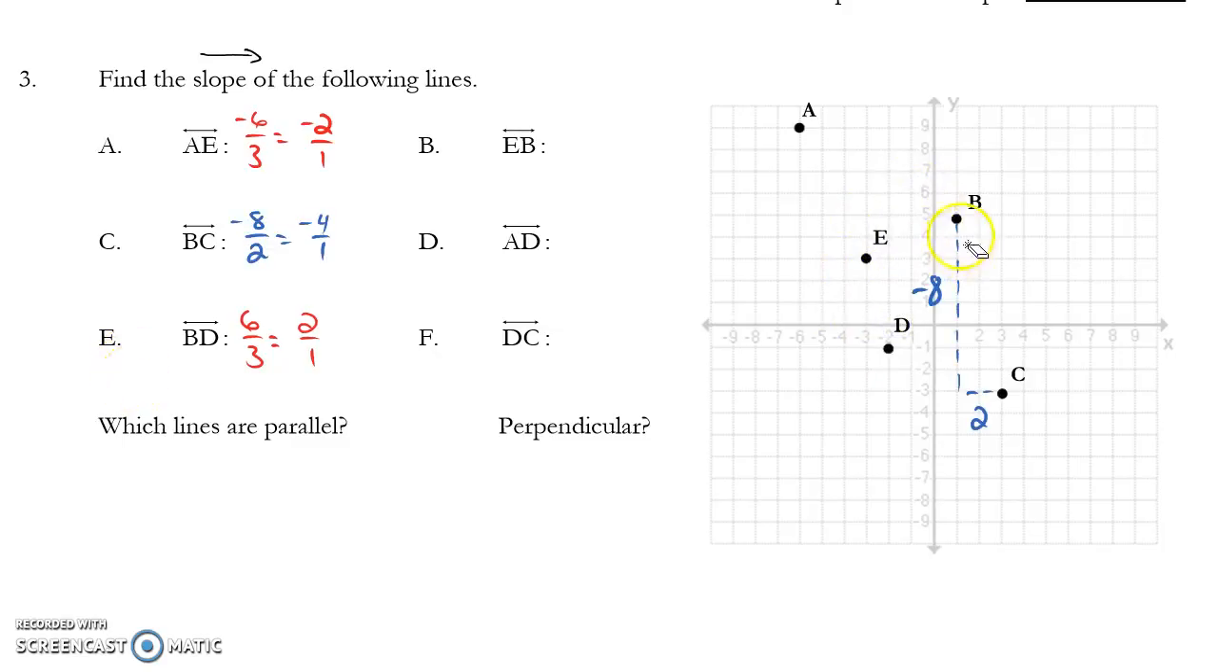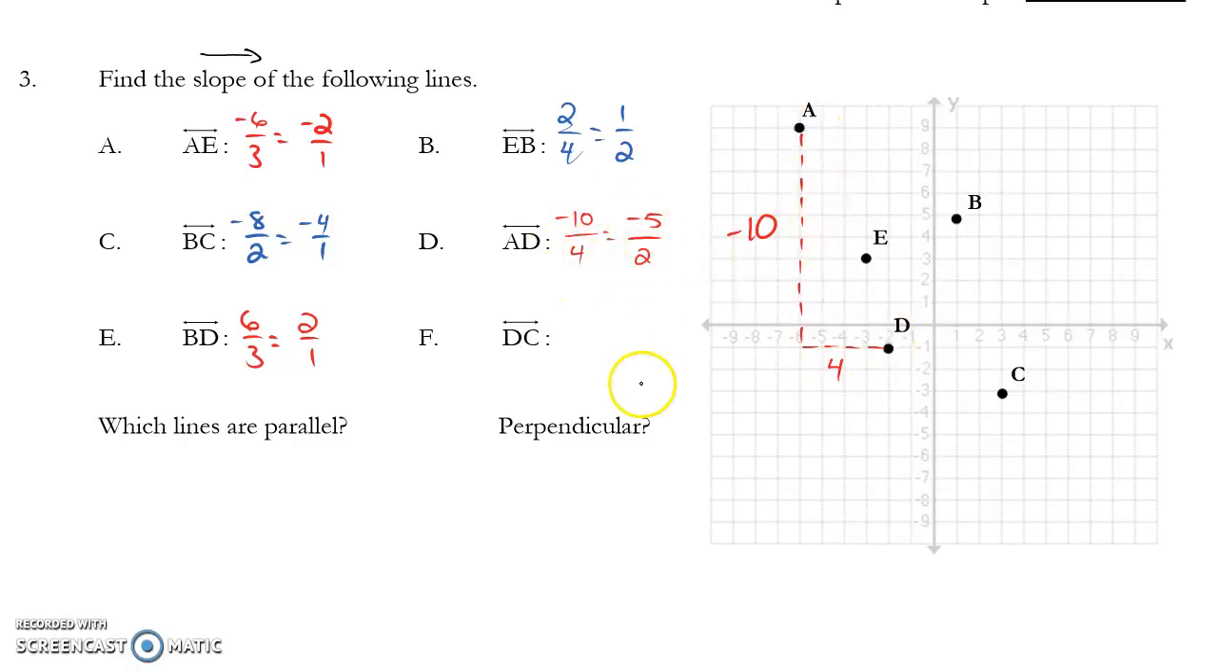So for line BC, it went down 8, right 2, negative 8 over 2, which is negative 4 over 1. Line EB is up 2, right 4. 2 over 4 simplifies to 1 over 2. Line AD goes down 10, then right 4. Negative 10 over 4 is negative 5 over 2. Then line DC goes down 2, right 5, negative 2 over 5.